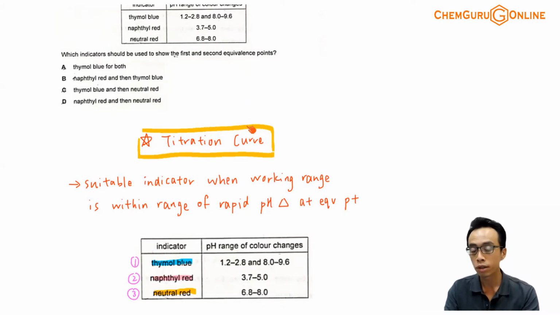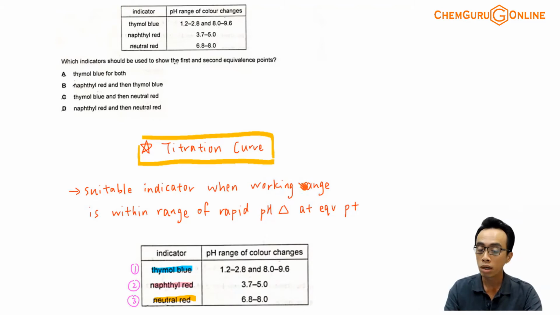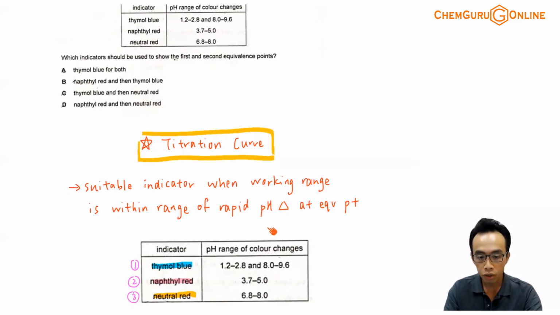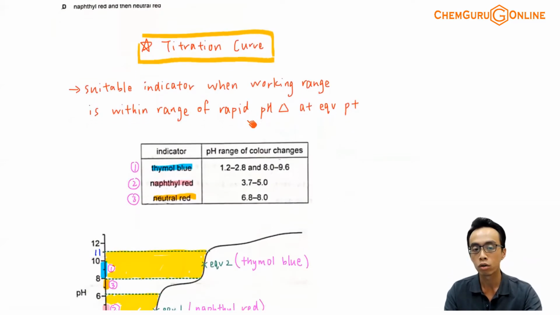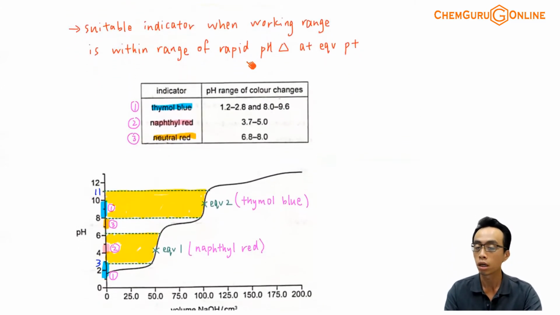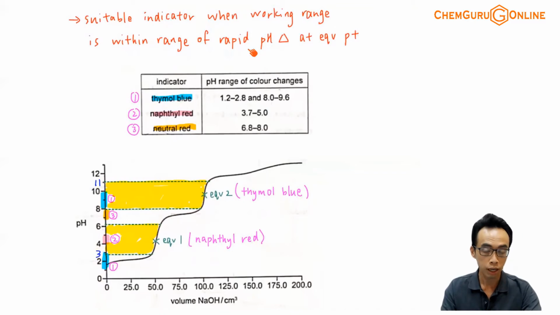A suitable indicator for a particular equivalence point is when the working range of the indicator is within the range of rapid pH change at the equivalence point. What do we mean by the working range? The working range of the indicator is the pH range of the color change. I think it will be a lot better if we take a look at the titration curve and try to understand this idea. The equivalence point should correspond to a region where there's a very big change in the pH of the solution.